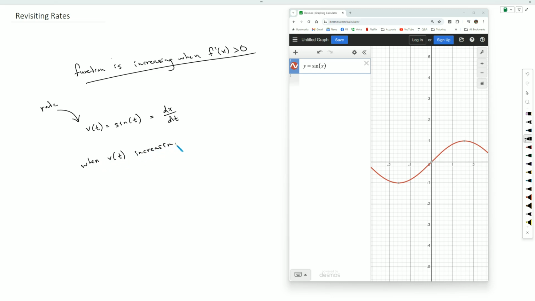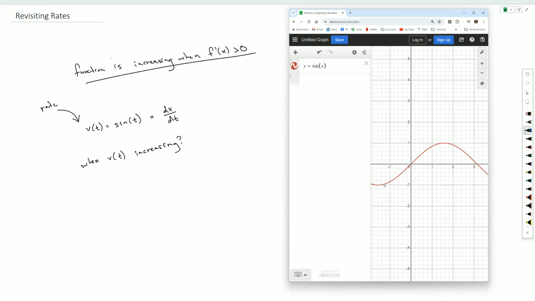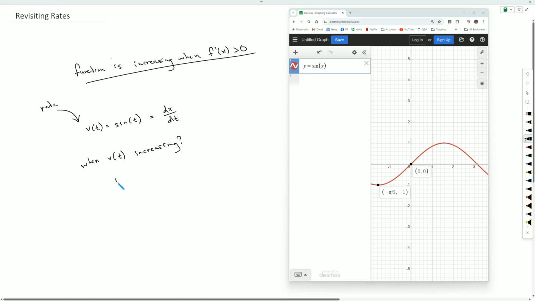When does this occur from this graph? It occurs from 0 to pi over 2, like this region and this region right here, even though it's negative, even though it's going from -1 to 0, we still say that that's increasing. That is an increasing velocity. We include the region from -pi over 2 to 0. We include that in physics.